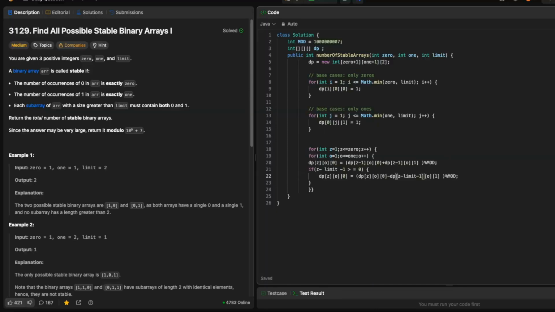But this value can be greater than this one, so the result is going to be negative. Whenever we take a mod of a negative value, to get the correct answer we have to add the mod again and then take the mod. So to handle the negative value, we have to add a mod here.